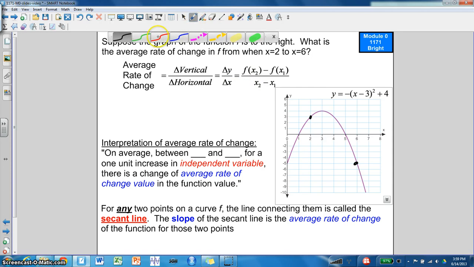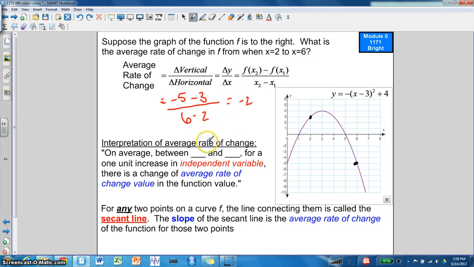If I compute this, the average rate of change, I can pick whichever y value I want to start with. I'll start with the 6 for convenience. The y value at 6 is minus 5, so minus 5 minus the y value at 2, which is 3, all over 6 minus 2. Doing that computation, that's minus 8 over 4, which is minus 2 when all is said and done.